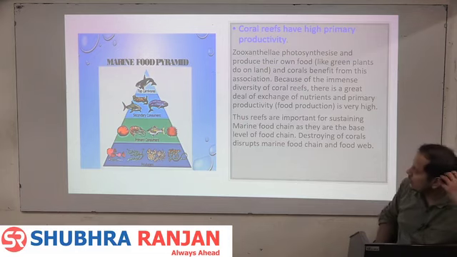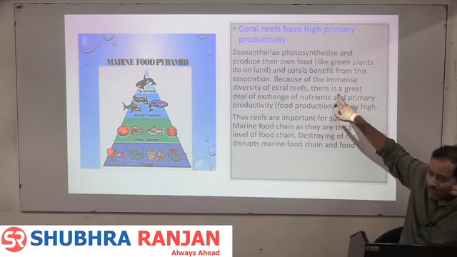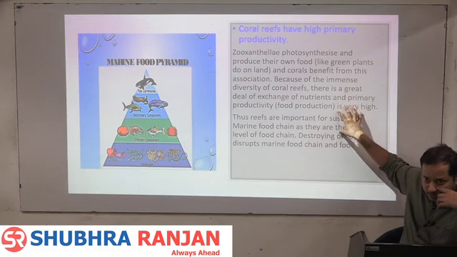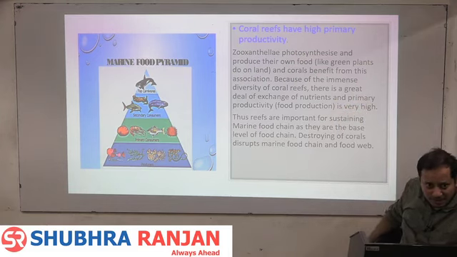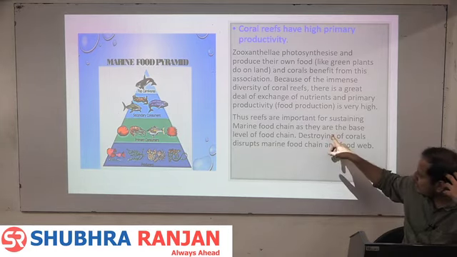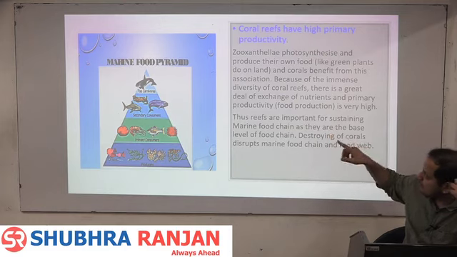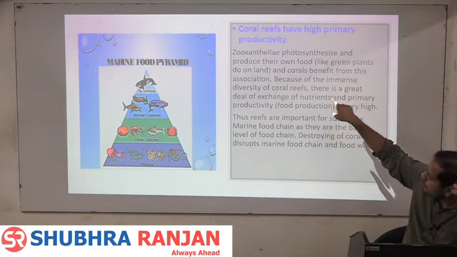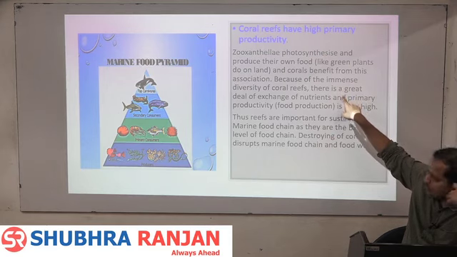And in doing so, they have very high primary productivity. And because they have very high primary productivity, a lot of food will be produced there. Photosynthesis will happen, small fishes will be there, large fishes will be there. Therefore we should know that they form the base of the food chain. Zooxanthellae photosynthesize and produce their own food. Corals benefit from the association.